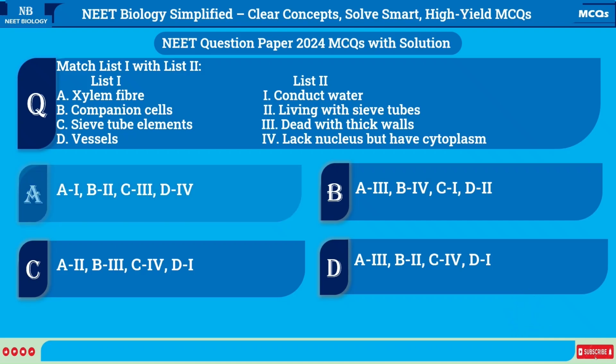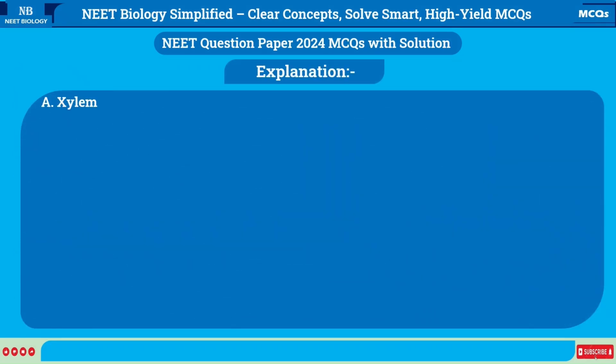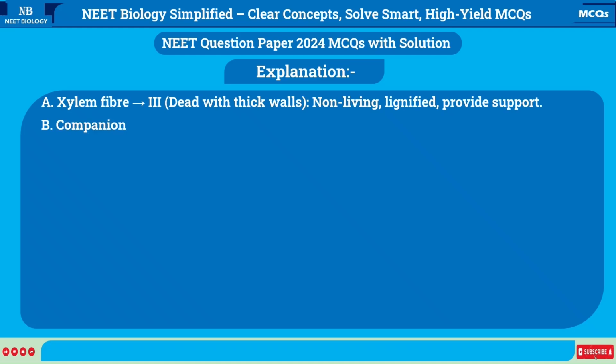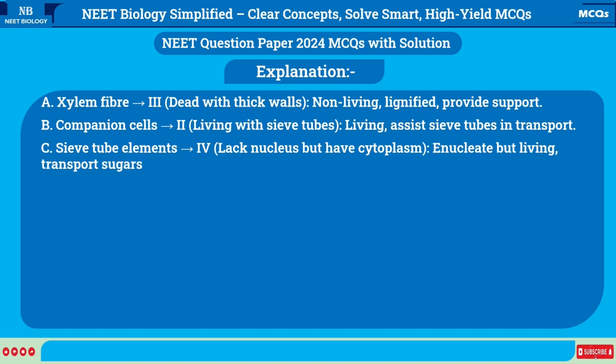Correct answer is D. A3, B2, C4, D1. Explanation: A. Xylem fiber, 3: dead with thick walls, non-living, lignified, provides support. B. Companion cells, 2: living with sieve tubes, living, assist sieve tubes in transport. C. Sieve tube elements, 4: lack nucleus but have cytoplasm, enucleate but living, transport sugars. D. Vessels, 1: conduct water, dead, lignified, specialized for water conduction.